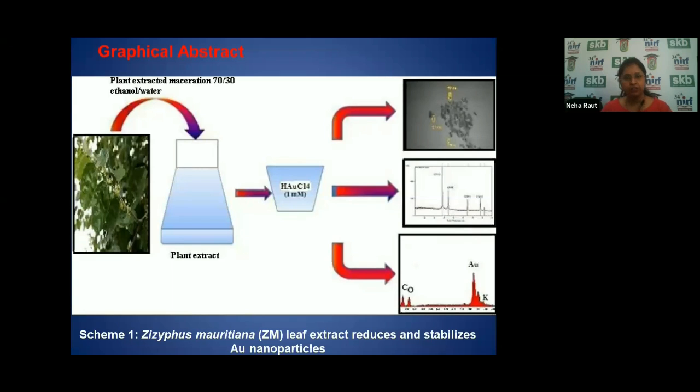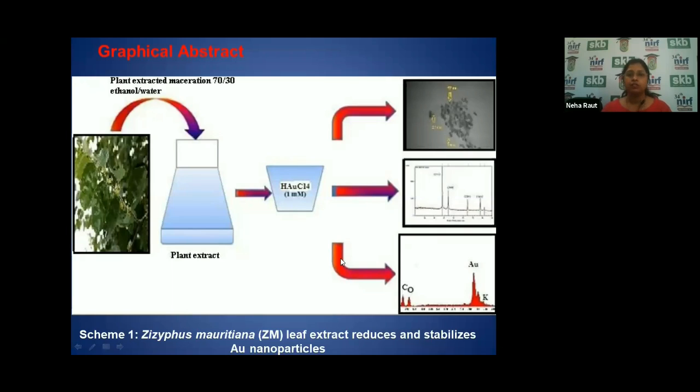In India, the species is slightly different, but they have taken the leaves of this Ziziphus mauritiana and they have prepared the plant extract, a methanol hydroalcoholic extract, and further they have added it into the chloroauric acid and then characterized it by SEM analysis. The first picture is showing the SEM image. The second one is the XRD and the third one is EDX.